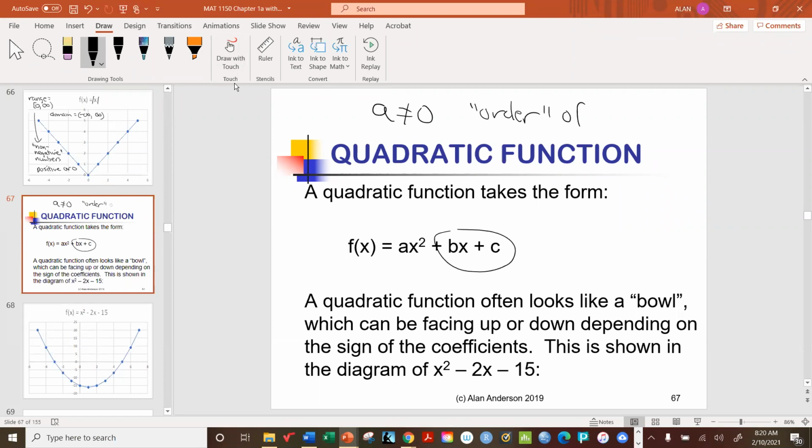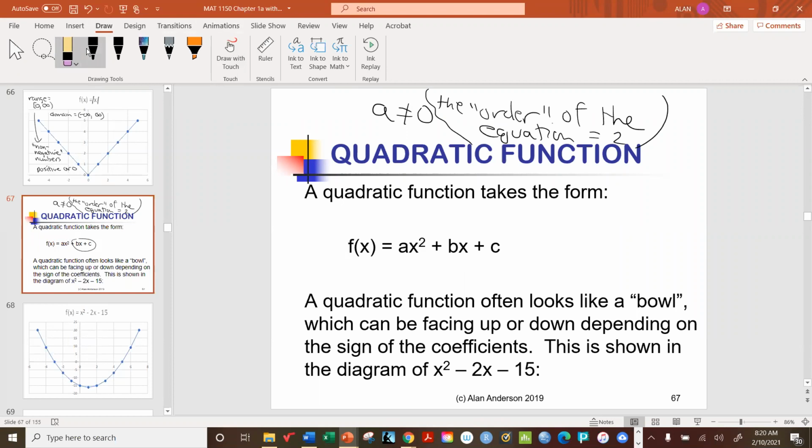of the equation is 2. Now, what does that mean? The order of an equation is the highest exponent. So we say the order of the equation is 2 when we mean the highest exponent is 2. So for a quadratic function, the order is 2. And that's what this name actually tells us.